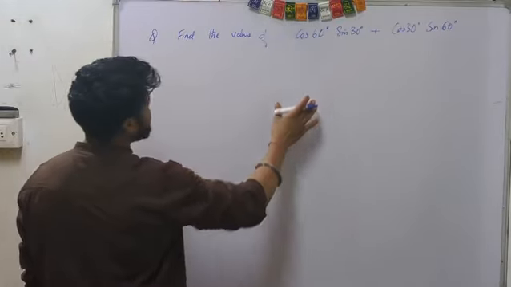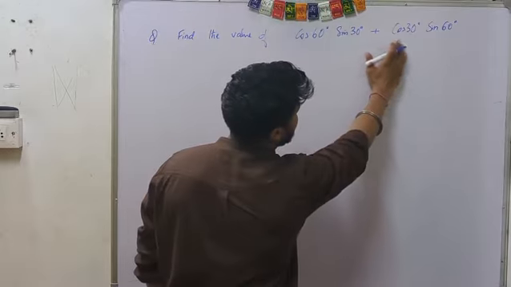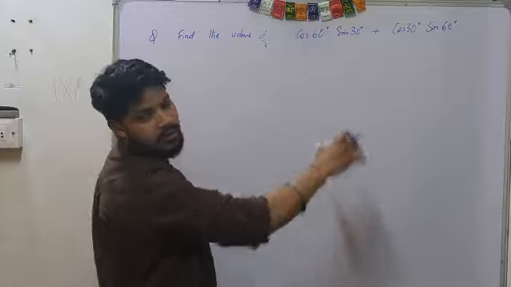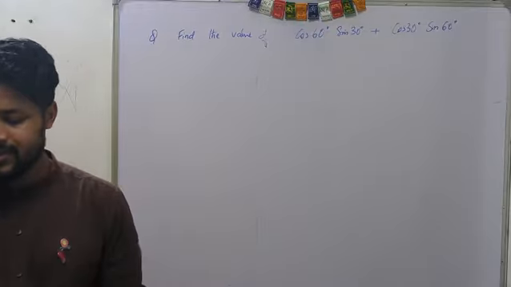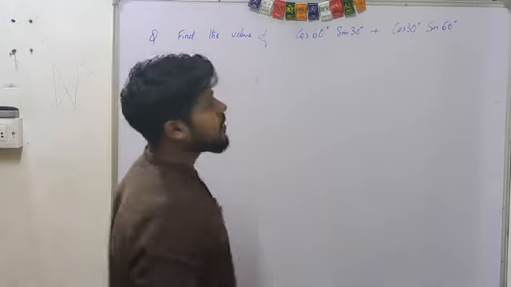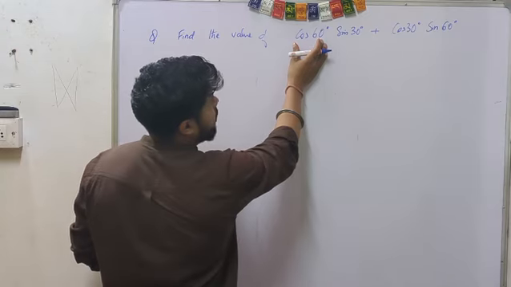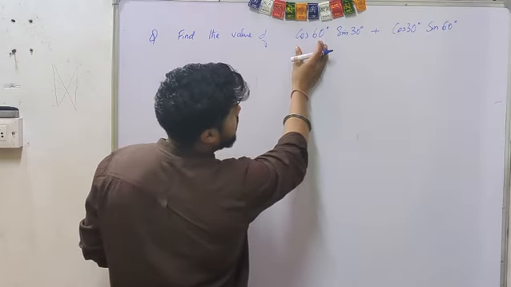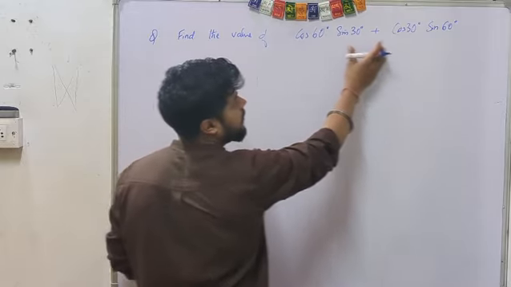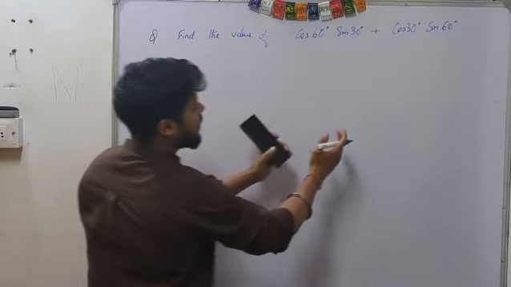Okay, the question is: find the value of cos 60 degree sin 30 degree plus cos 30 degree sin 60 degree. This is for all the students who understand Hindi and English, so I'll mix it up for both languages. Here you have cos 60, so we'll try to make sin 30 degree out of this, and here we'll try to make cos 30 degree, so that we find a value.